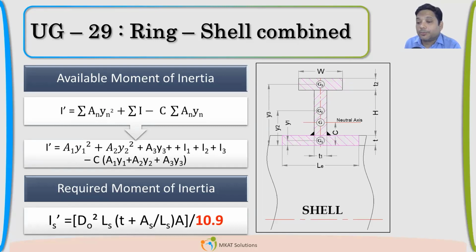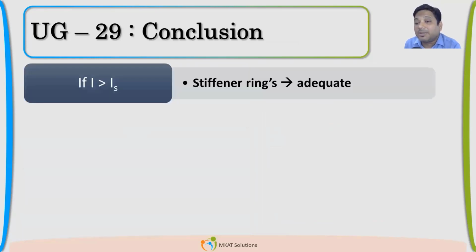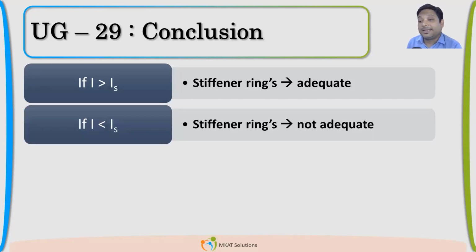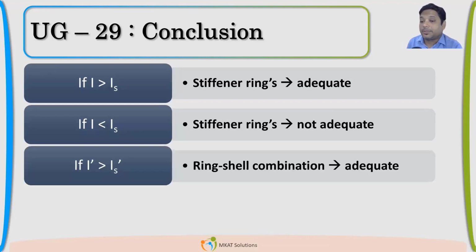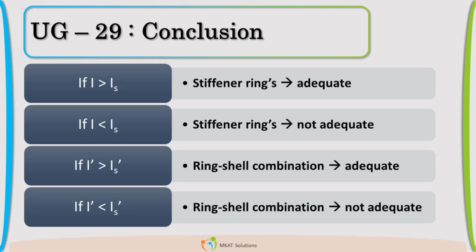Once my available moment of inertia is greater than required, then my stiffener is adequate, right? I don't need to provide additional area. If it is less, then it is not adequate. I'll have to consider a different cross section where I can get some more inertia, or more closely spaced stiffeners, whatever may be the case. The same case is applicable for I dash also. So I dash is the available moment of inertia with the shell also contributing as inertia. Same case for that also.